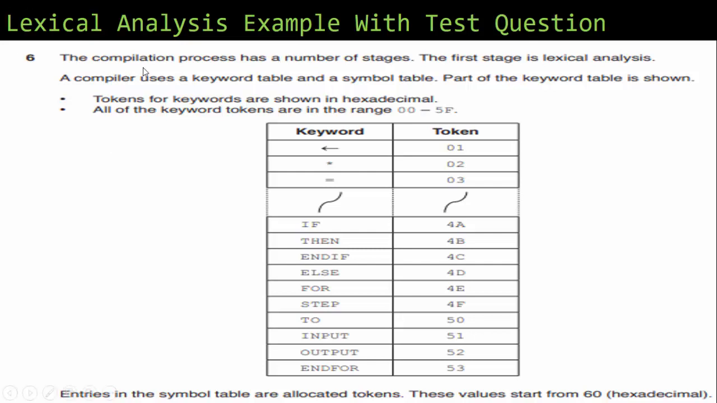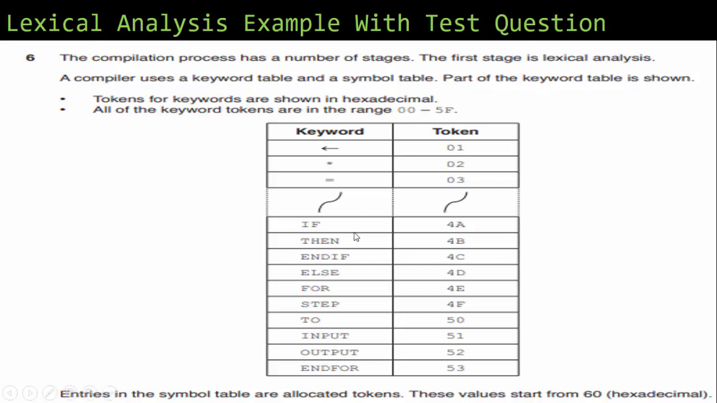The compilation process has a number of stages. We just said that. They're telling us something we already know. The first stage is lexical analysis. We know that too. I wish they would have asked us, because we know that and we could have got more points. Anyway, a compiler uses a keyword table and a symbol table. And this is what we mean by creating tokens. It looks at each individual word or symbol or keyword, and it ties it to a token.